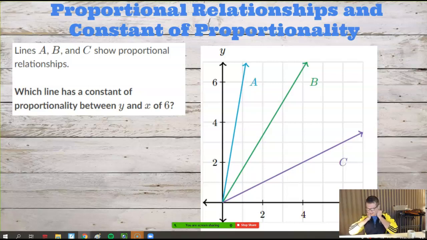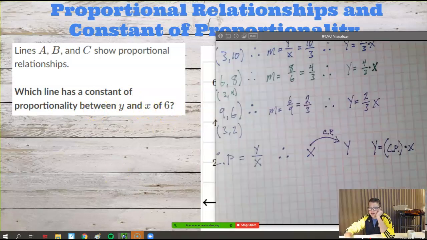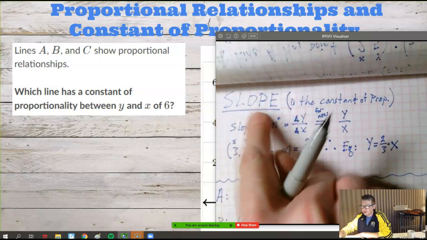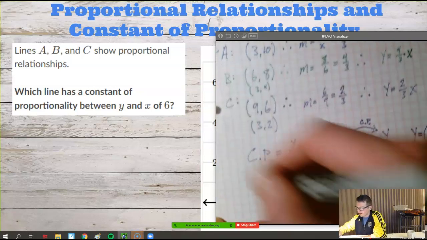So when they say which line has a constant of proportion, where's my mouse? I don't know if you guys can see my mouse. Which line has a constant of proportionality between y and x? I don't like that they say between y and x. Just chop that out and just say of 6. Which line has a constant of proportionality of 6? And what you want to have on your notes to help you when you encounter this in your homework is that constant of proportionality is slope, right? So that's why I put this on our notes. So I'll write that again.